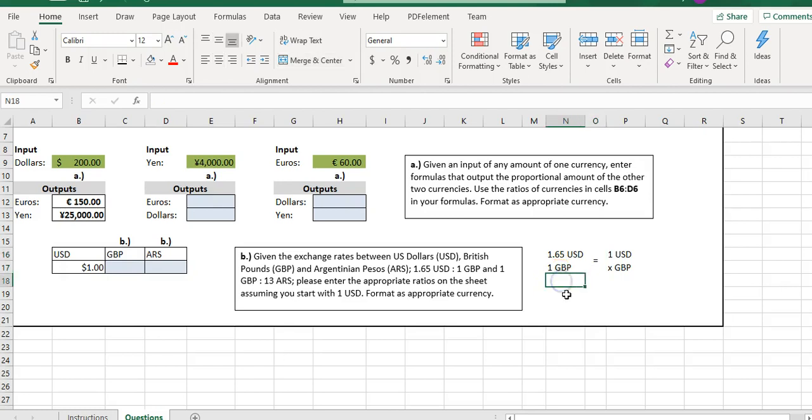So now if I do my calculations, I'm going to do 1.65x, because I'm cross multiplying, equals 1 times 1 US dollar times 1 British pound. And then I'm going to end up with 1 times 1 divided by 1.65. Okay, and that should be x equals.